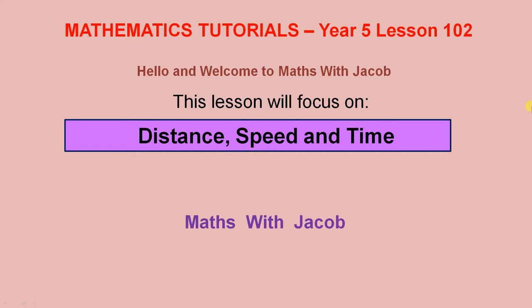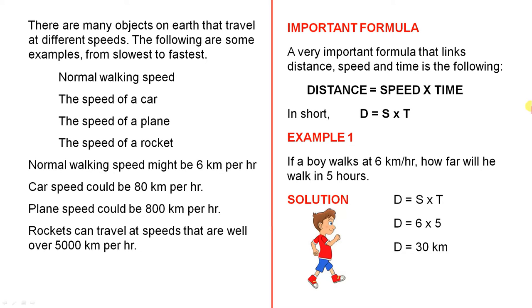This lesson will focus on distance, speed and time. There are many objects on Earth that travel at different speeds. The following are some examples from slowest to fastest: normal walking speed, the speed of a car, the speed of a plane, the speed of a rocket.